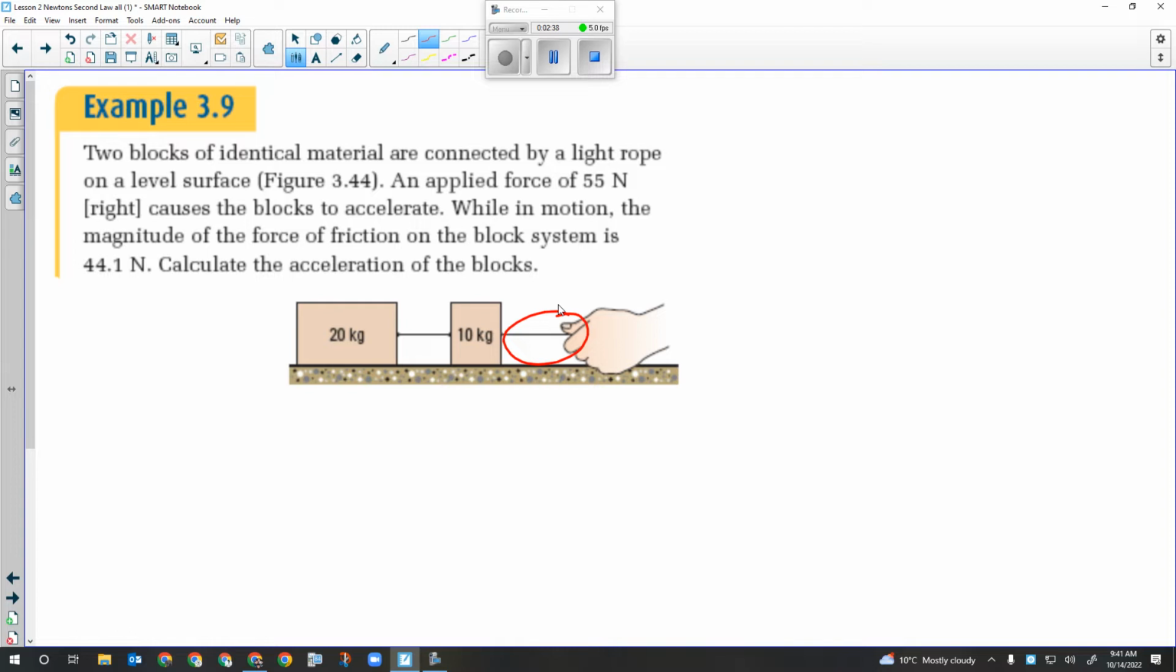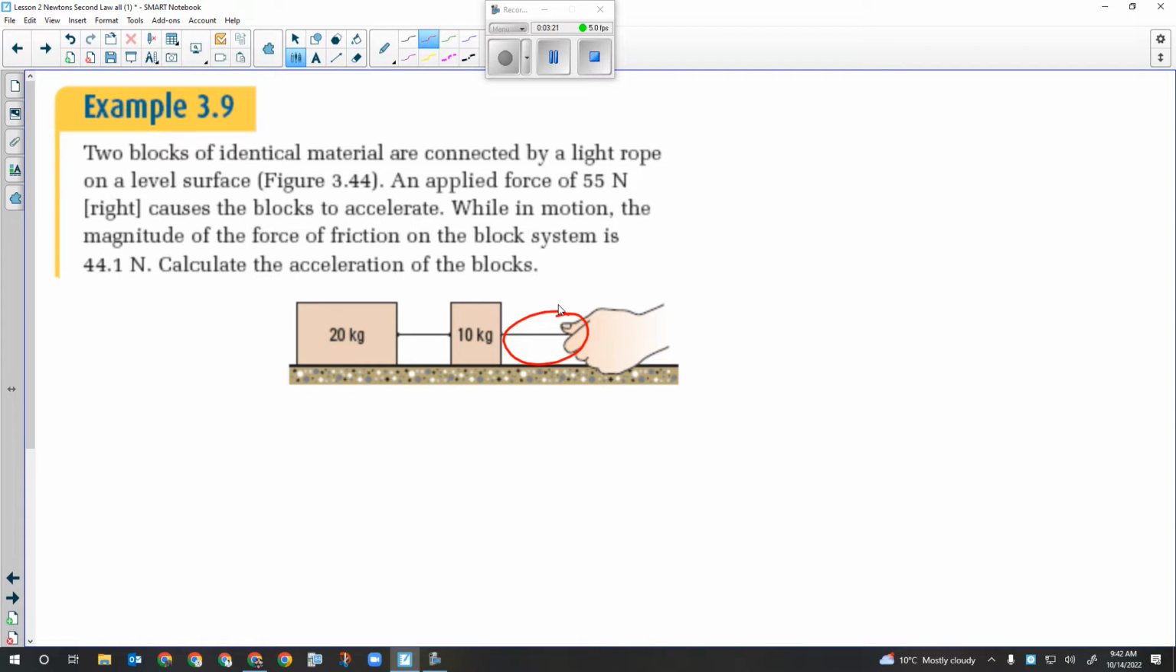So what we have to understand about a system is that all parts of the system will have the same acceleration. The forces acting on the individual parts can be different, and they have to be, because these parts of the system, as Tegan pointed out, are different masses. The forces acting on them are different, but their accelerations have to be the same, which means I can treat them separately or combined. If they have the same acceleration, they're really just 30 kilograms from the system point of view.